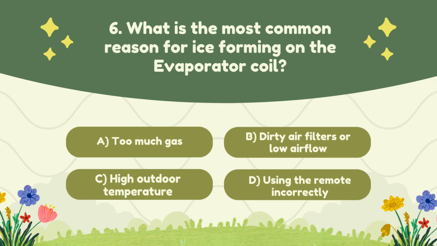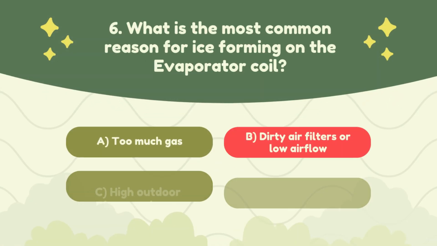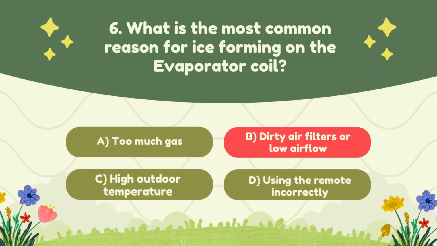6. What is the most common reason for ice forming on the evaporator coil? A. Too much gas. B. Dirty air filters or low airflow. C. High outdoor temperature. D. Using the remote incorrectly. Let's see the answer. B. Dirty air filters or low airflow.